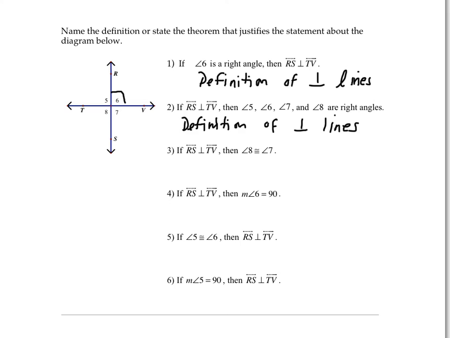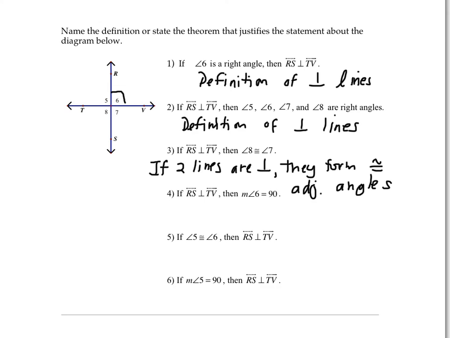In number 3, it says if line RS is perpendicular to line TV, then we get to say that angle 7 is congruent to angle 8. And this is one of our theorems. And it's the one that says if two lines are perpendicular, then they form congruent adjacent angles. So again, if two lines are perpendicular, they form congruent, and we're going to use ADJ for adjacent angles. Okay, and again, that's one of our theorems from the page before. It's the first of our three theorems.